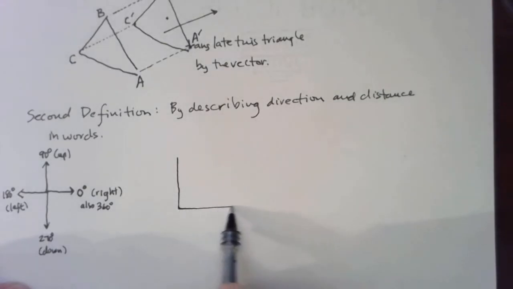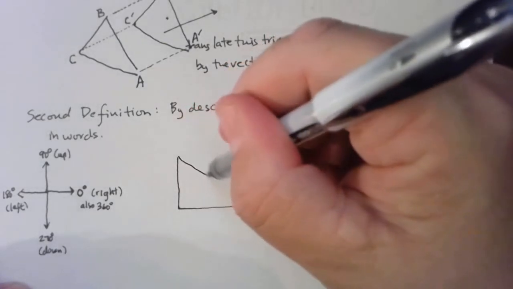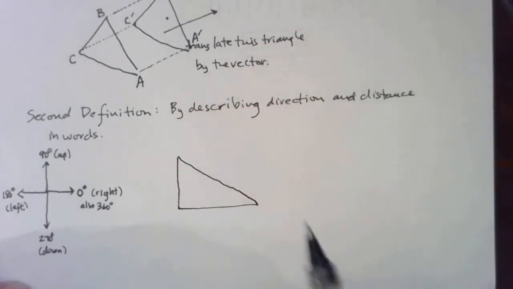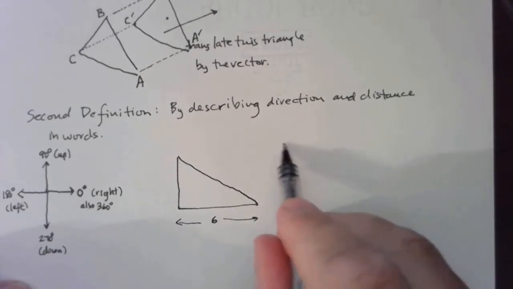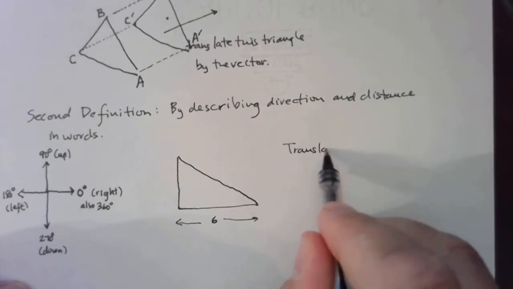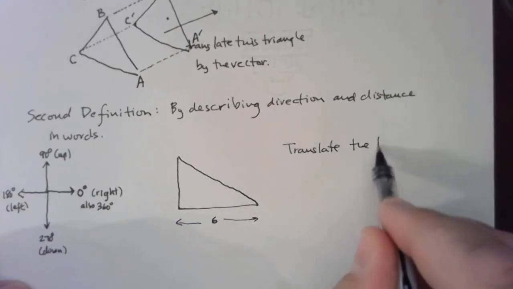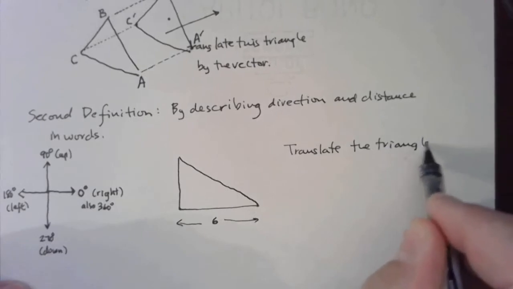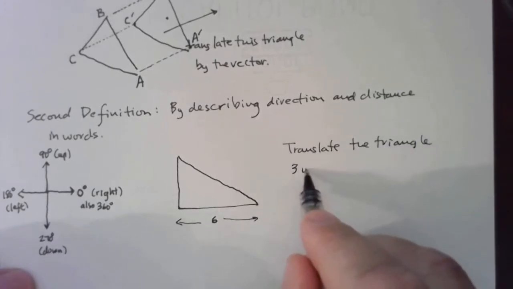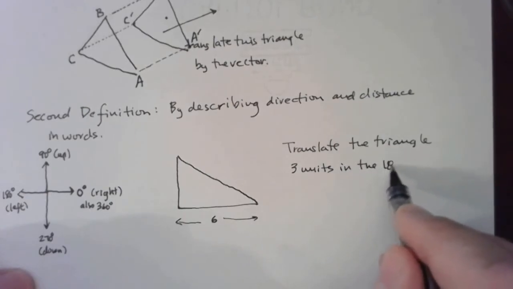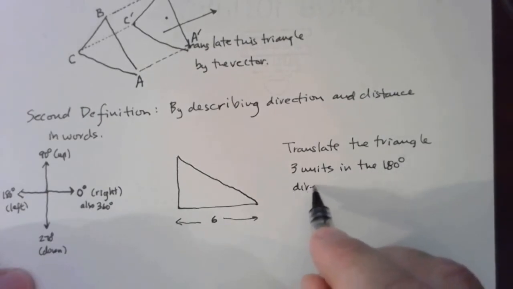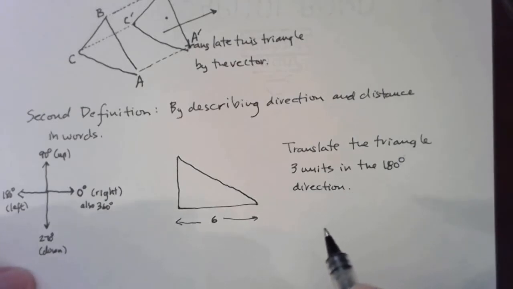But let's look at an example. So here I have a triangle, and I'm going to translate this triangle. And let's say that this bottom edge of the triangle is 6 units long. We won't specify inches or centimeters, we'll just say units. And let's say we want to translate this triangle 3 units in the 180 degree direction. So that specifies distance and direction. And that's what we need to specify.